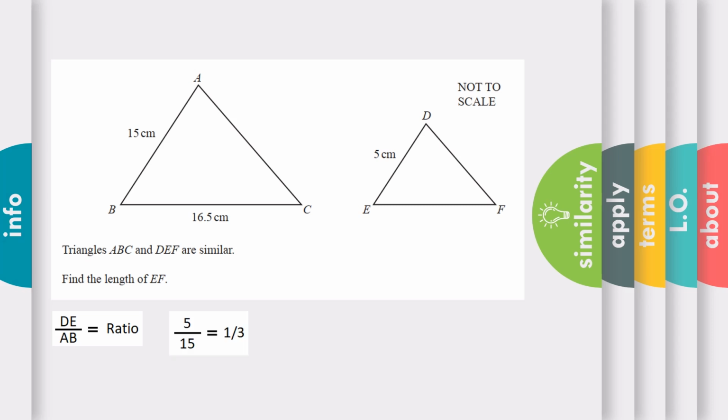If line AB on the big triangle is 15 centimeters and the line DE is 5 centimeters on the smaller triangle, then the ratio must be 1/3. So, to work out the length of the line EF, we simply need to multiply the length of the line BC by 1/3. When we do this, we can clearly see the answer is 5.5 centimeters.